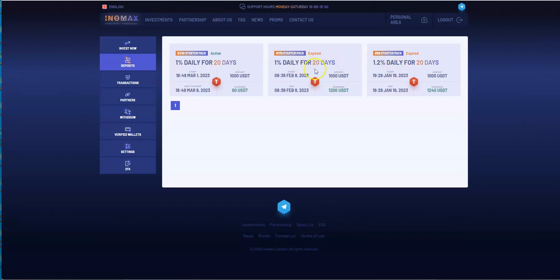So I ran two cycles already. I'm in the middle of my third cycle here. And so this is where it stands right now, 1% daily for 20 days. And we'll see how far I can go with this.